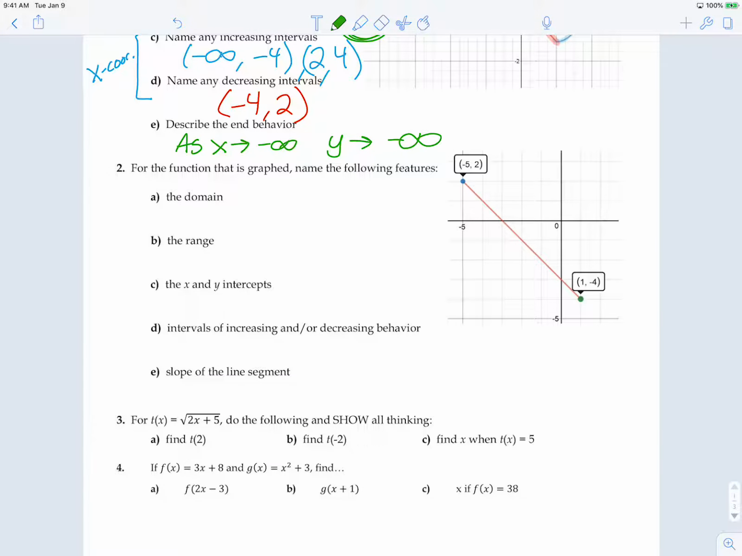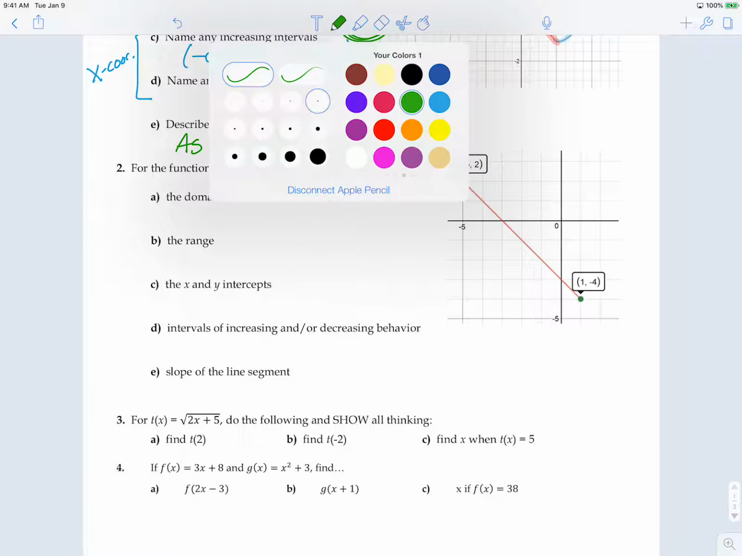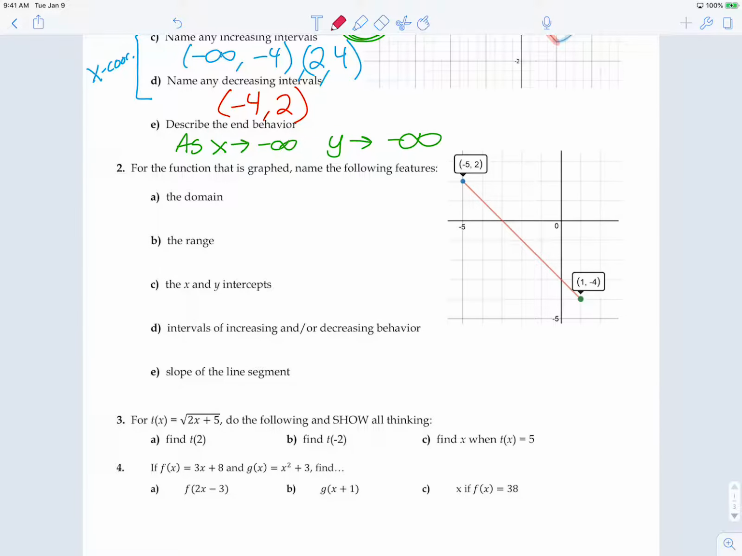For problem number 2, the domain. This one's just a line segment. It actually has a beginning and an end, and there's no end behavior, basically. So the domain, x values, starts at negative 5 and goes to 1. Those again are brackets because those are solid dots. They are included. Same with the range. The bottommost y value is negative 4 and the topmost y value is 2. And again, brackets, those are solid dots.